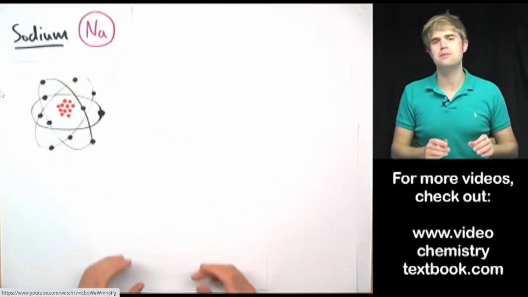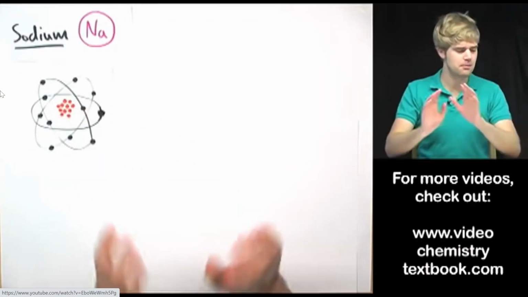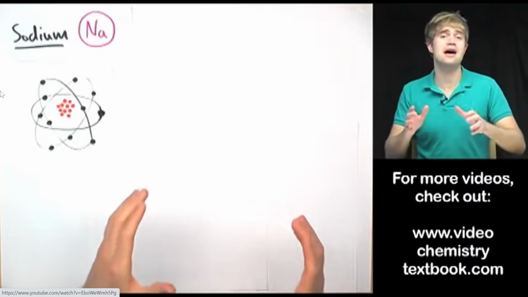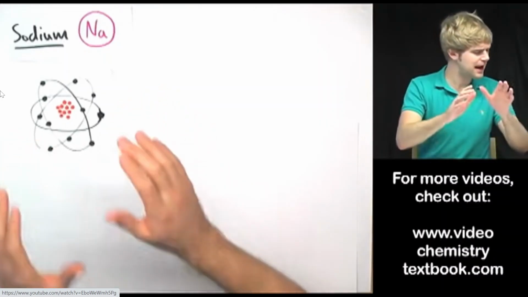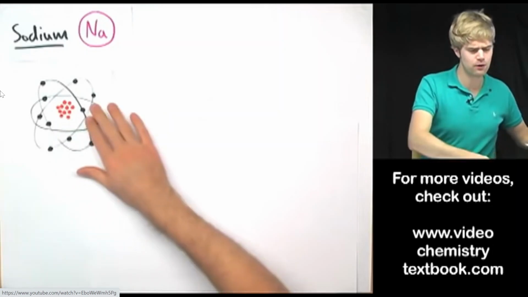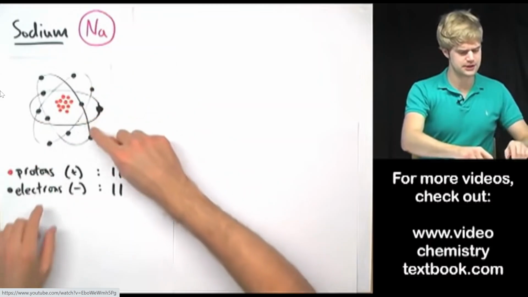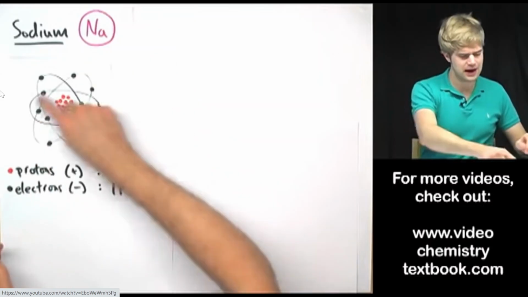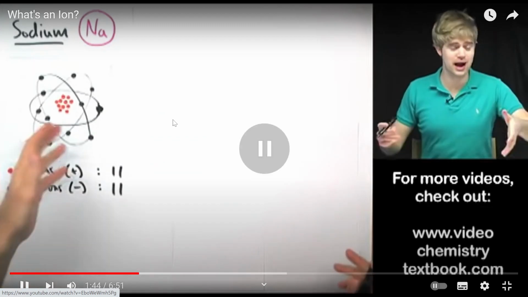If you know a lot about atoms, you might know that I've left out the neutrons, which also live in the nucleus. But it's no big deal because neutrons don't have a charge at all. They're neutral, so they're not important for what we're talking about here. Anyway, right now, sodium has, if we counted them, 11 protons here in the nucleus, and it has 11 electrons flying around. So what is its overall net charge?